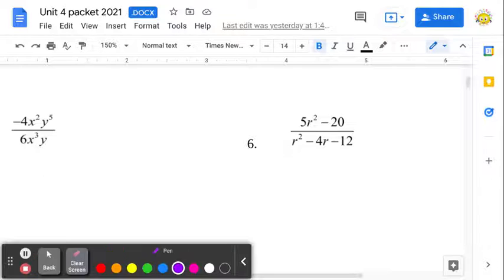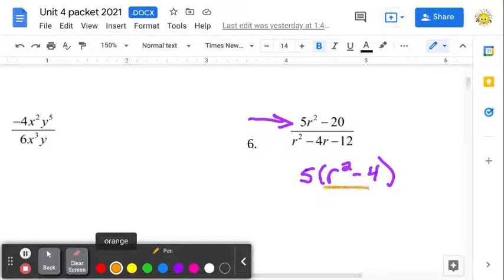So now moving on to problem number 6, there's a binomial in the numerator and a trinomial in the denominator, so we have to factor. If you look up on the top, if I take out a GCF, I'm going to have 5r squared minus 4. Now, because I'm just doing this on a video, I'm going to erase this in a second. Streamline this a little bit. That's a difference of perfect squares.